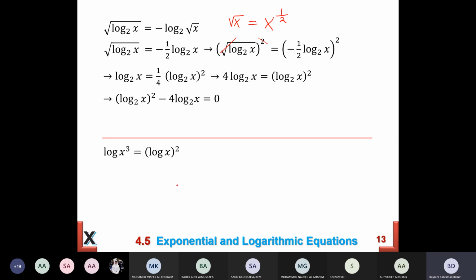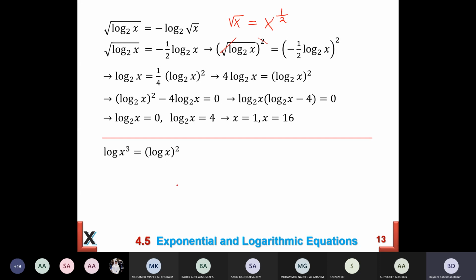Something looks like a quadratic equation, Shabab. And clearly here, logarithm x is common factor. Take the logarithm x as a common factor. So we have logarithm x minus 4 multiplied by logarithm x equals 0. All right. And now we have two options. Logarithm x equals 0 means the x is 1, and logarithm x equals 4 means x is equal to 16.